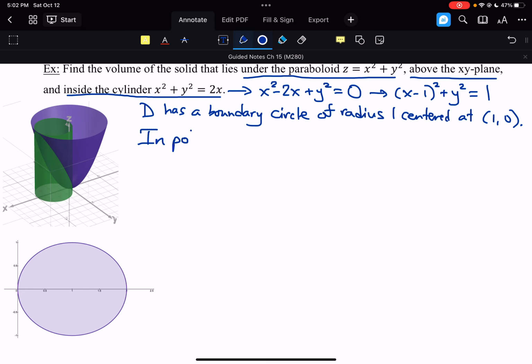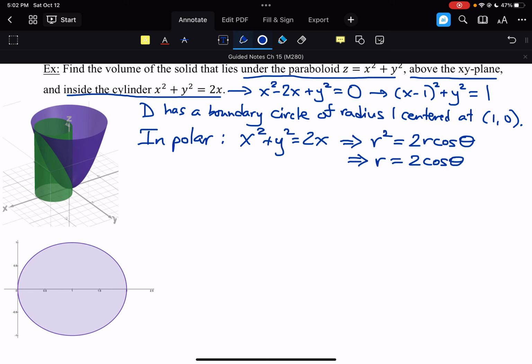So in polar, take the x squared plus y squared equals 2x. And convert. X squared plus y squared is r squared. 2x is 2r cosine theta. And then that gives us r equals 2 cosine theta. So this is the equation of that circle.